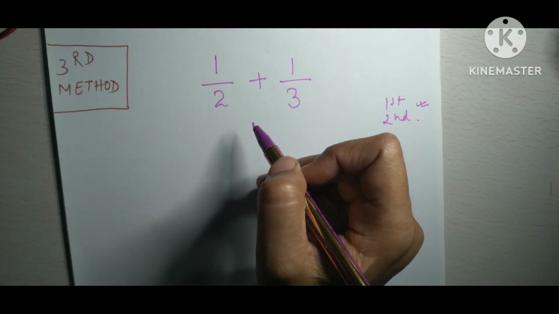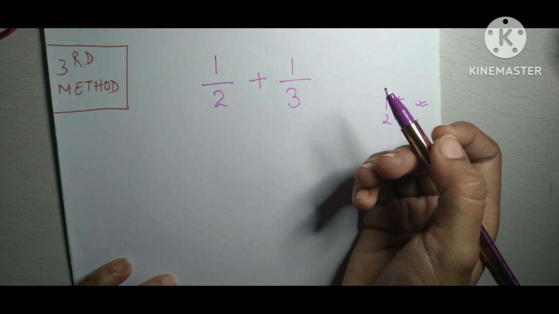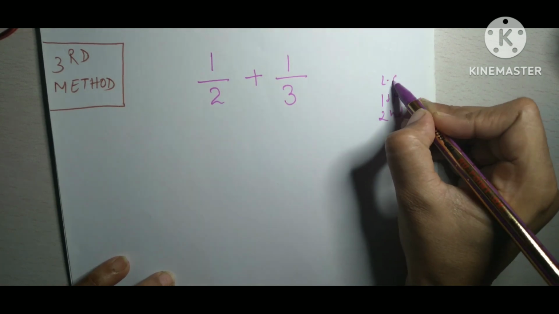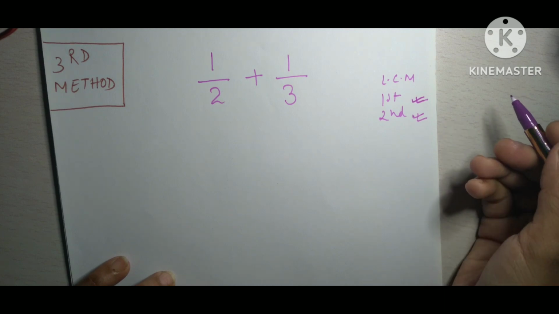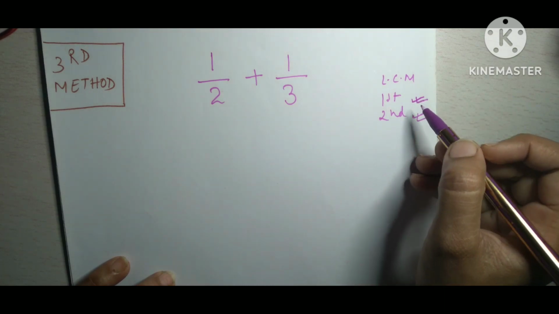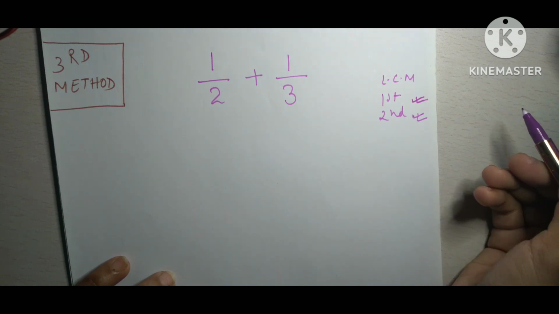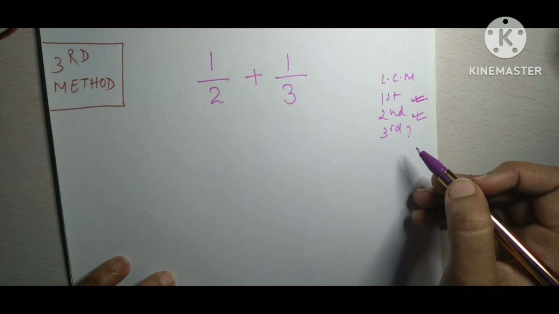Since the denominators are not same, we need to take out their LCM and make the denominator same. So we can take out the LCM either with the first method or with the second method, whichever you find is easy. The first one was the normal LCM method and the second one was with the multiples method. But there's another way which we can find out the LCM.